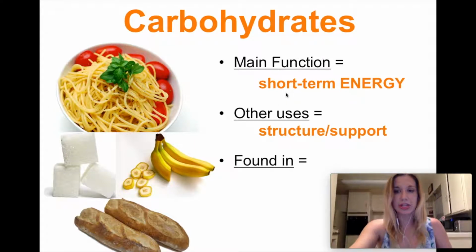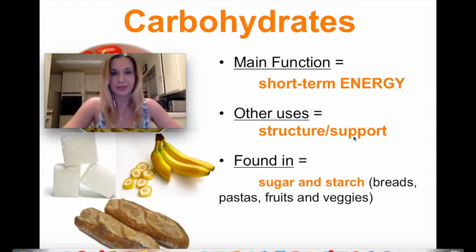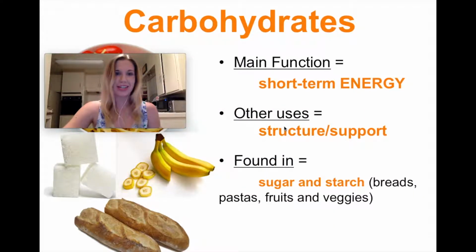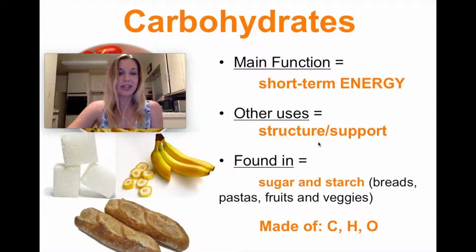Okay, and carbohydrates are found in, see, I told you this wasn't going to be perfect. Carbohydrates are found in sugar and starch. So again, breads, pastas, fruits, veggies. And carbohydrates are made up of carbon, hydrogen, and oxygen.